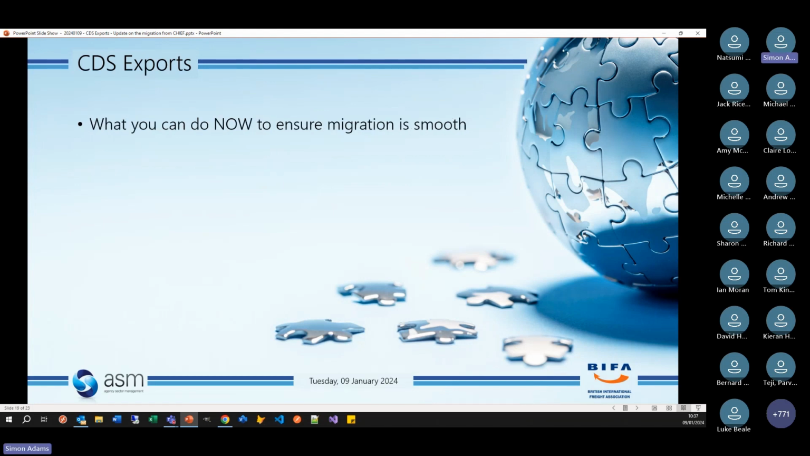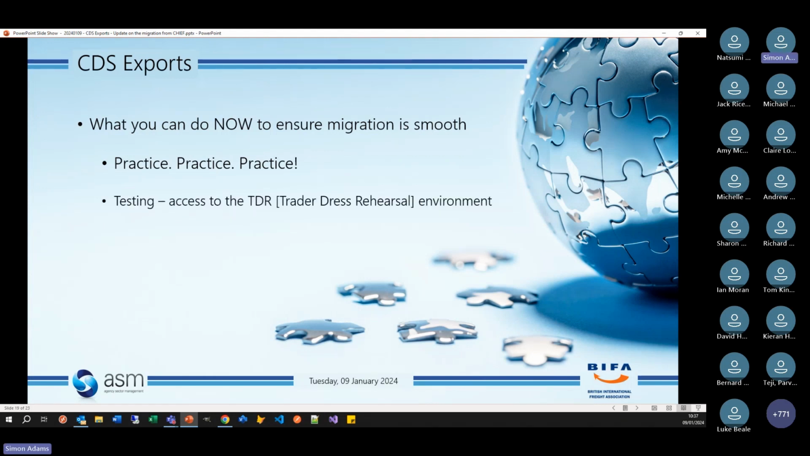What else can you do to ensure migration is smooth? As Robert said at the beginning, and it's a bit of a catchphrase, practice, practice, practice. As we said at the start, everybody should have access to the trade address rehearsal environment, TDR. In Sequoia, you've got that ability in your live declaration software. I don't know if the same is true for other declaration software. You should definitely contact your software supplier to make sure you have access to TDR.